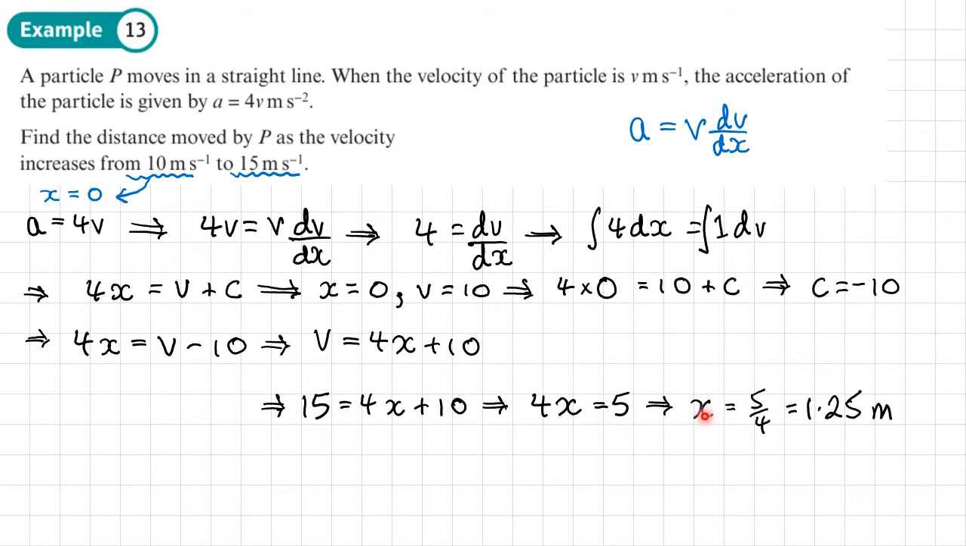Now we know this is the displacement because, as I said, we took this point when the velocity was 10 as a distance of 0. So anything after that is going to be our final answer. We don't need to subtract this from anything or add it to anything.